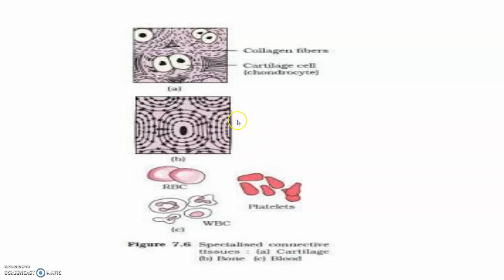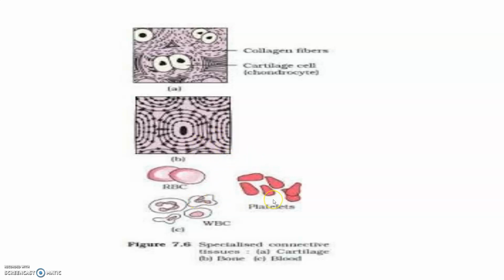Bones support and protect the softer tissues and organs. The bone cells, or osteocytes, are present in spaces called lacunae. You can see the spaces called lacunae here. Limb bones, such as the long bones of the legs, serve weight-bearing functions, and they also interact with the skeletal muscles, which are attached to them to bring about movement. The bone marrow in some bones is the site for the production of blood cells.